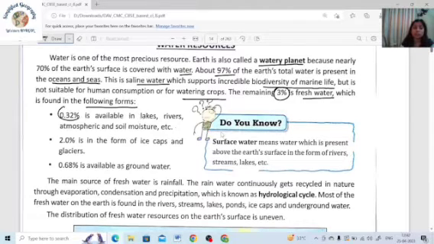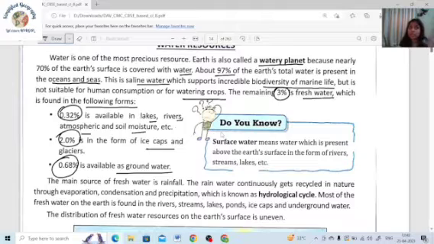So 0.32% is available in lakes, rivers, atmospheric and soil moisture. 2% is in the form of ice caps or glaciers. 0.68% is available as groundwater. Now let us come to the surface water. Surface water means the water which is present above the earth's surface in the form of rivers, streams, lakes, etc. The main source of fresh water is rainfall. The rainwater continuously gets recycled in nature through evaporation, condensation and precipitation, which is known as the hydrological cycle.